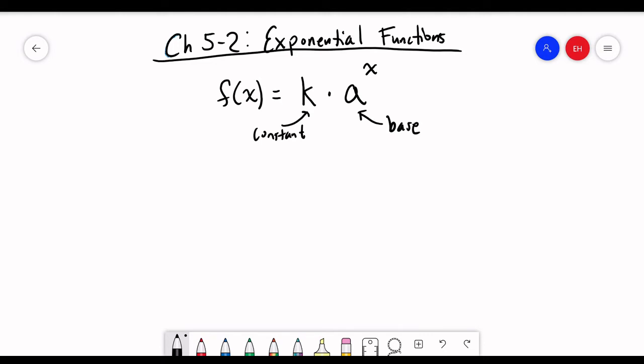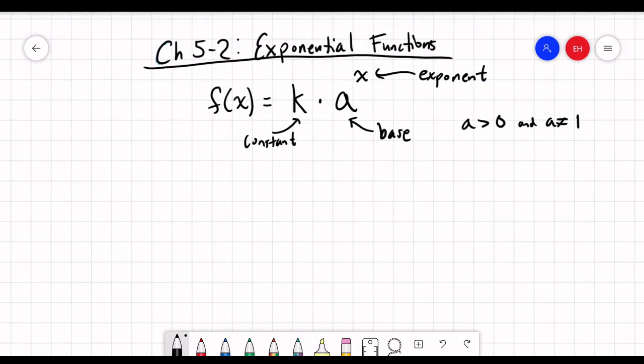is a constant, it doesn't change. A is also a constant, but it's called the base because it's what our exponent is raised to, and then x is the exponent, of course. And the exponent has to be bigger than 0, has to be positive. Not the exponent, the base. The base a has to be bigger than 0 and not equal to 1.